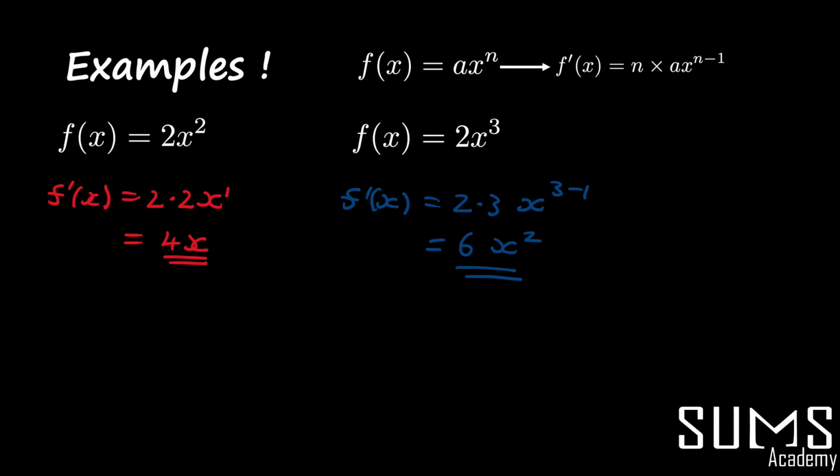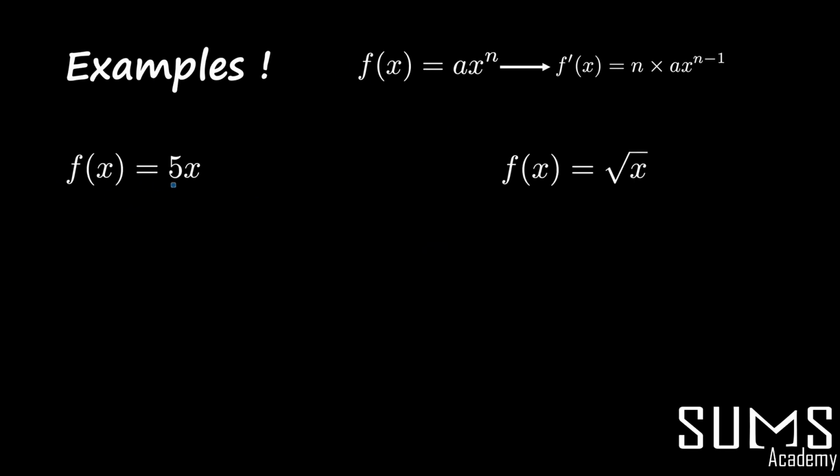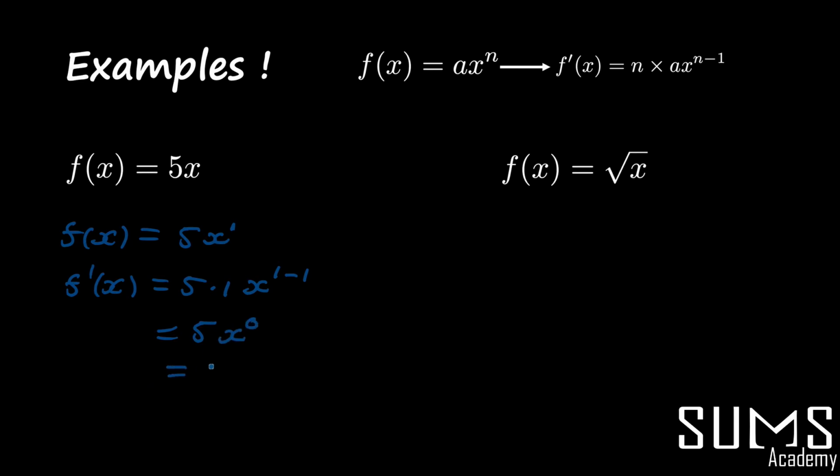Okay, and moving on to some more examples. So what about this one? We have 5x. So f of x, another way of writing this is 5x to the power of 1. So f dash x is equal to 5 times 1 x to the power of 1 minus 1. So you should know that anything to the power of 0 is 1. So this becomes 5 times x to the power of 0, equal to 5 times 1, just equal to 5.